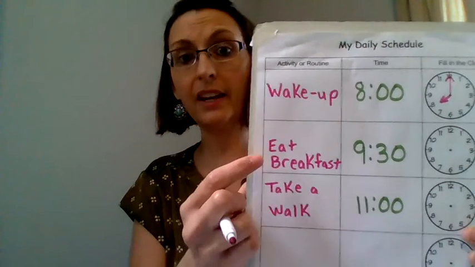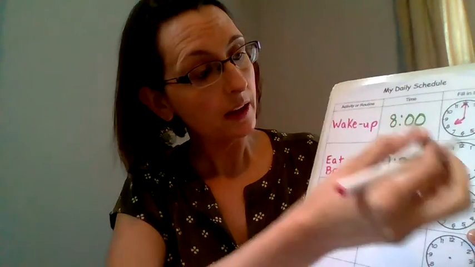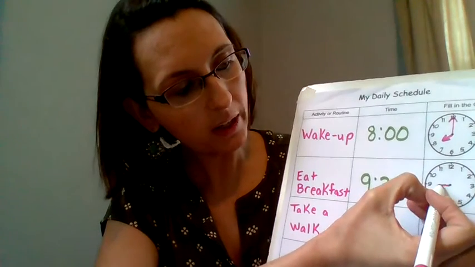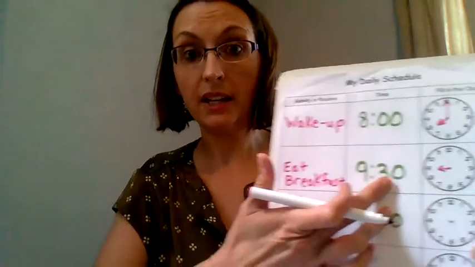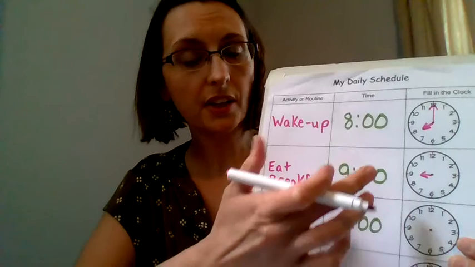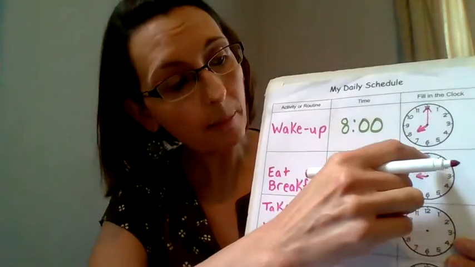Okay, then I ate breakfast at 9:30 this morning. So I'm going to start with my hour. My hour is 9, so I'm going to draw my short hour hand pointing towards my 9. Now our minutes are 30. We've had 30 minutes so far. So let's count. Remember, we count the minutes by fives. So let's count by fives here.